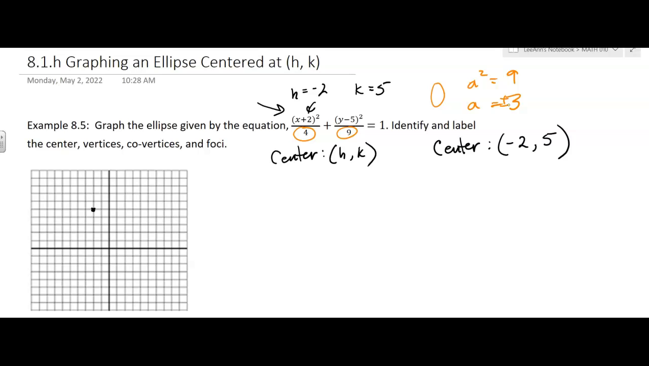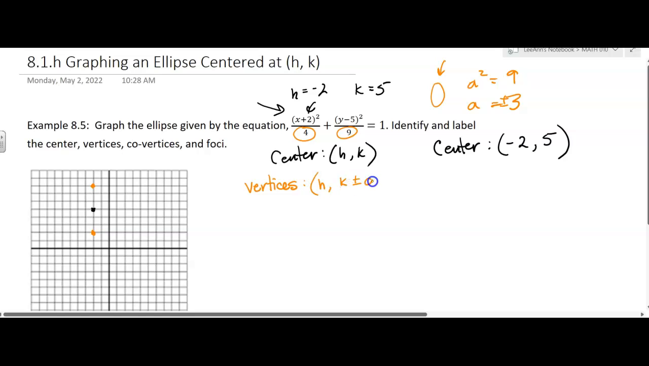So let's see, we know we've got this shape, right? So we're going to go up 3, 1, 2, 3, and we're going to go down 3, 1, 2, 3, from our center, right? Now you can write those vertices, like if you were to look up the forms that we did on another video. Because it is an egg-shaped one, the vertices are h, k plus or minus a.